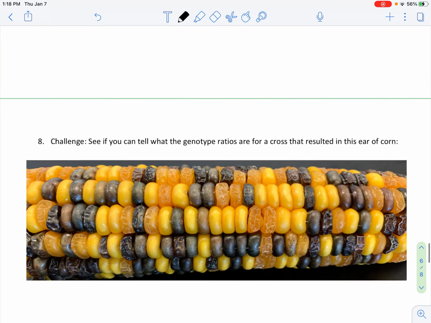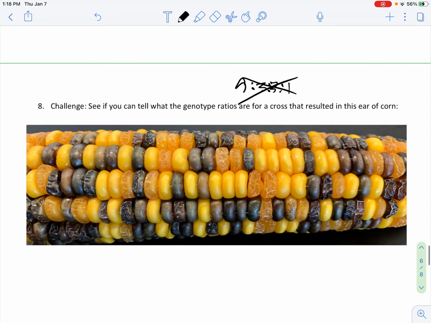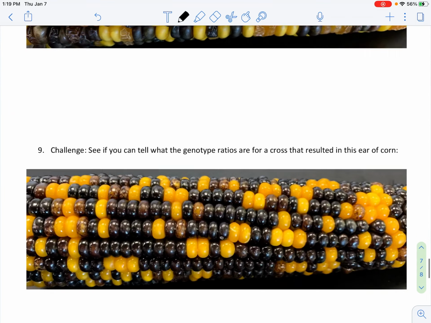Okay. And then these are just a couple challenge problems, optional, but I have a couple other ears of corn with different genetics. I'm just going to tell you right now, this is not a 9-3-3-1 ratio. This is something else going on here. So see if you can figure out what the ratio is for that one. If you want to go even further, you could try to figure out what the corn plant parent genotypes would have to be to produce an ear of corn like that.